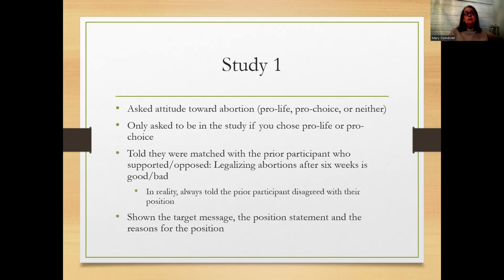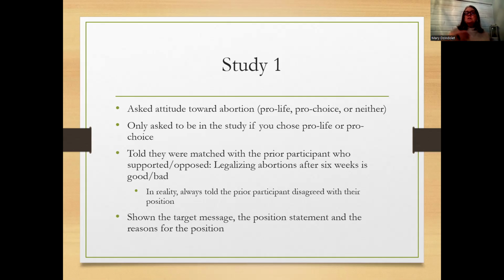So they begin with study one. Study one starts with data initially from a prior study that asked thousands and thousands of people a whole bunch of questions about all different attitudes that they have. And one of the questions on this survey asks people's attitudes toward abortion, whether they're pro-life, pro-choice, or neither.